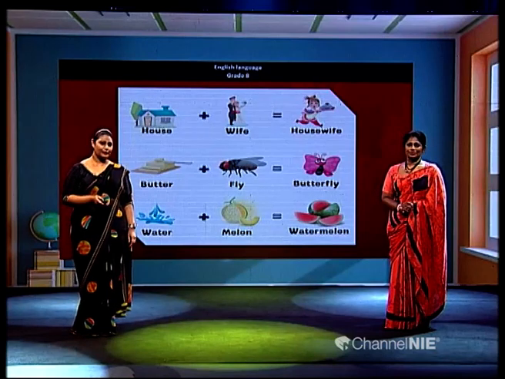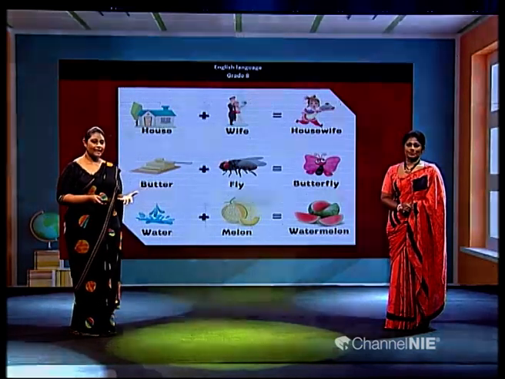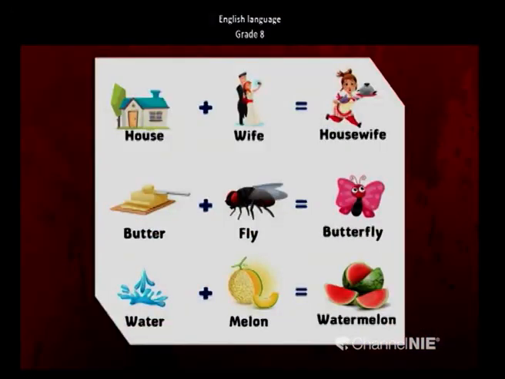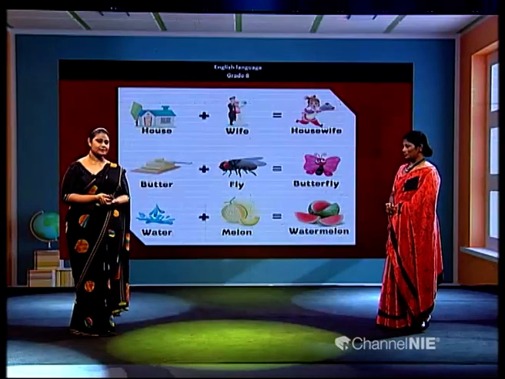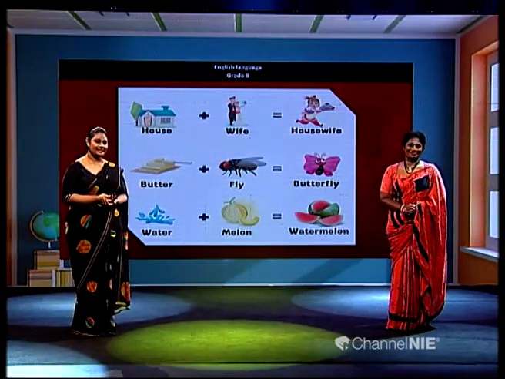Right? Then you have water and you have melon, the fruit. You have made the compound noun watermelon. Watermelon. What is your favorite fruit? Actually, that is watermelon. Right? It has a lot of water in it. All right, children. So, this is getting interesting, I know.